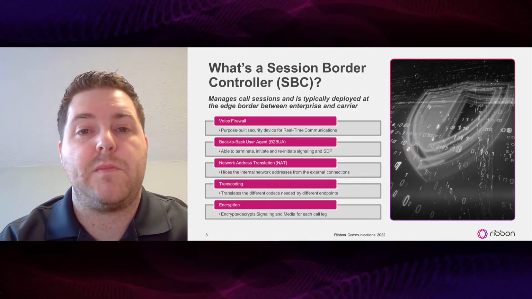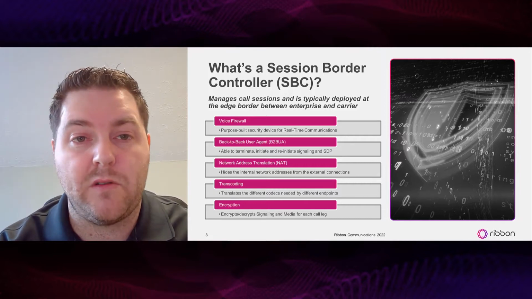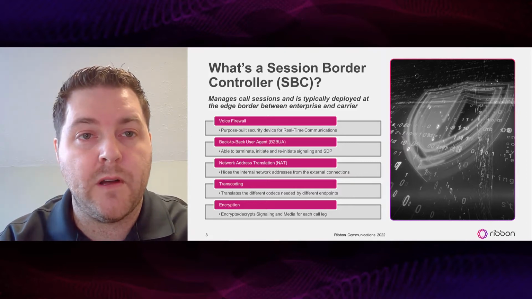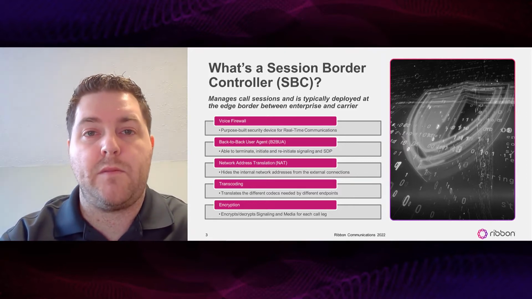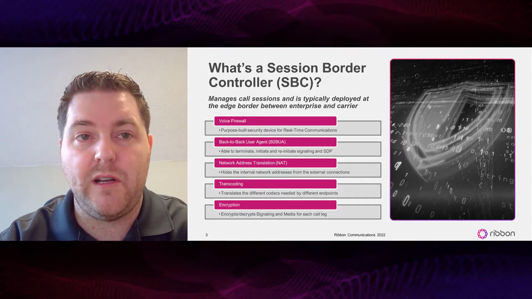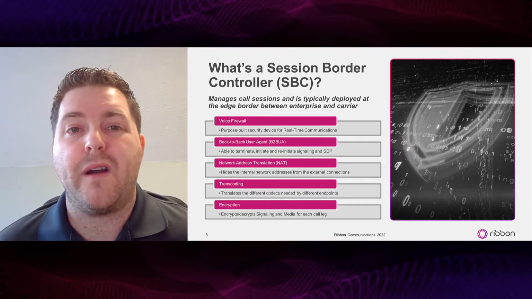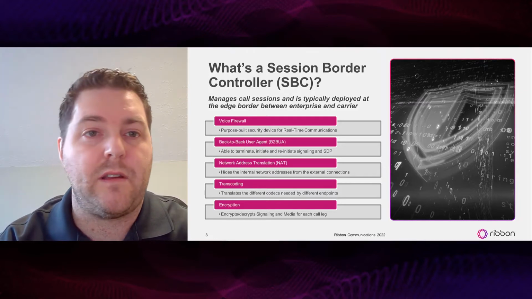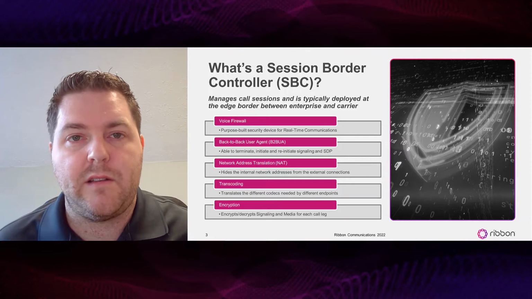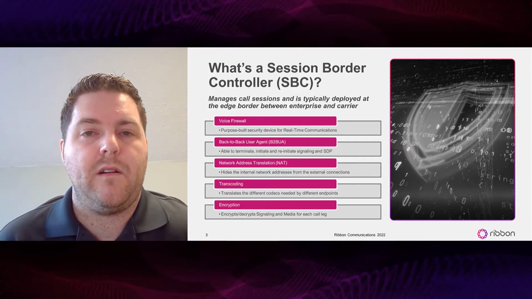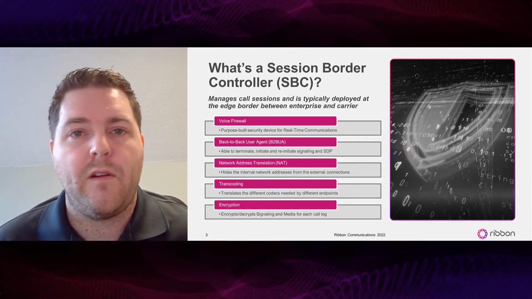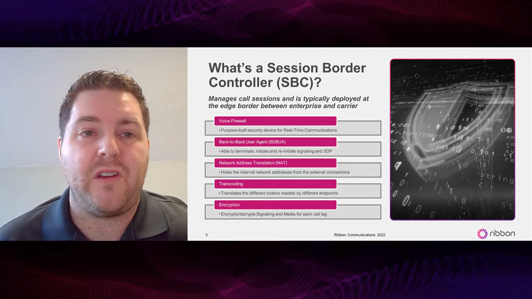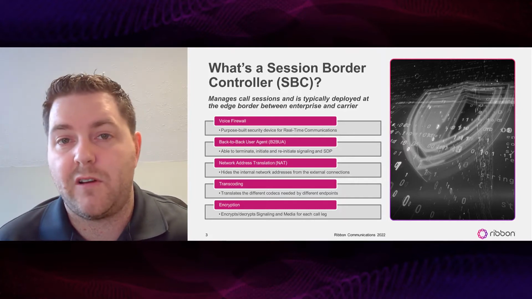Some of the key features an SBC provides are it acts as a back-to-back user agent, network address translation, or NAT for those of you that are familiar, transcoding, and encryption. The purpose of a back-to-back user agent is an SBC is going to break a call into separate segments. They're able to terminate, initiate, reinitiate signaling and SDP, or Session Description Protocol, for calls. What this allows is separate configurations, codecs, security, or certificates for different legs of the call.